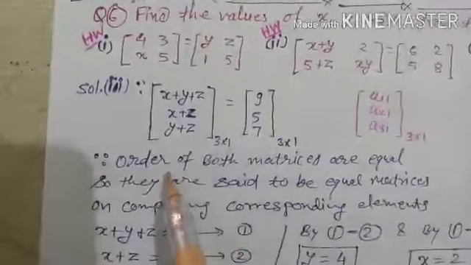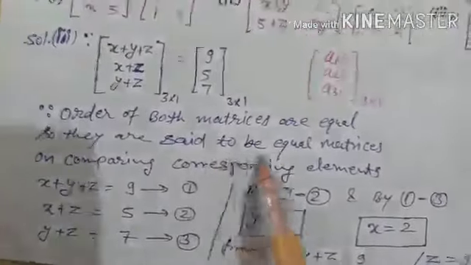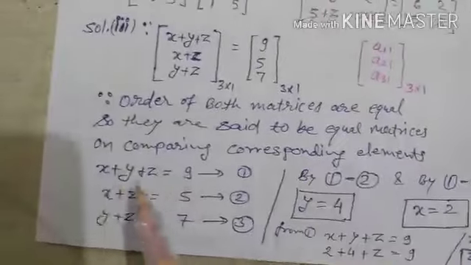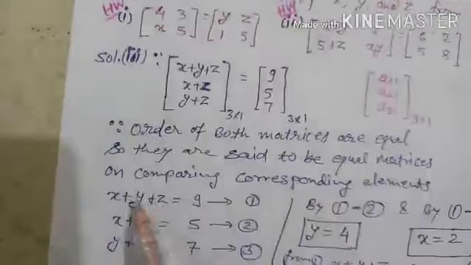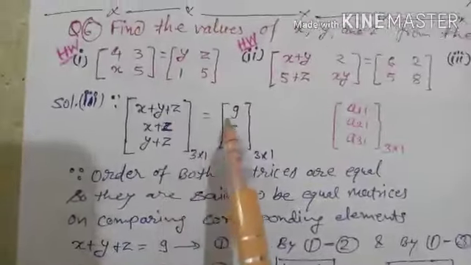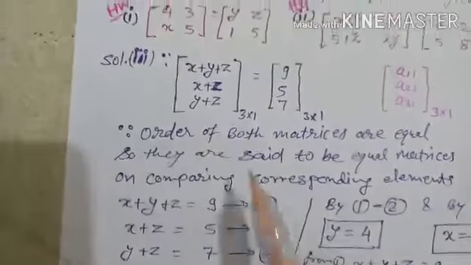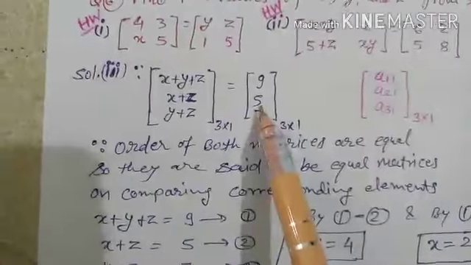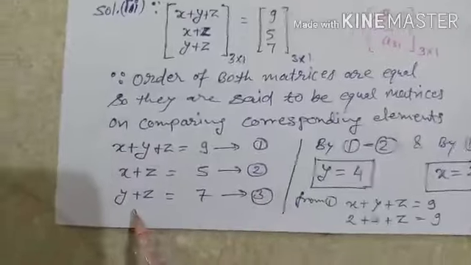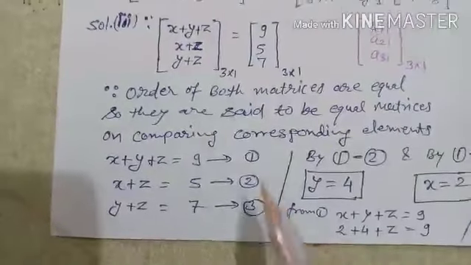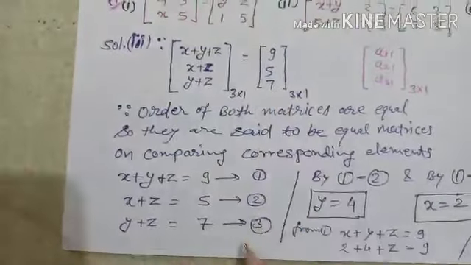So compare the elements. Since the order of both matrices is equal, they are said to be equal matrices, and on comparing the corresponding elements, we have the first element a11, which is x plus y plus z, that is 9, equation number 1. x plus z is equal to 5, equation number 2, and y plus z is equal to 7, this is the third element.